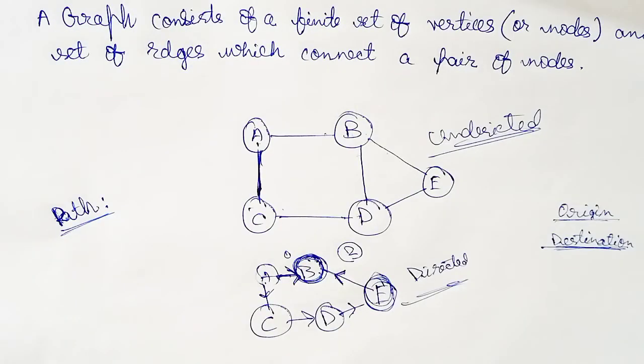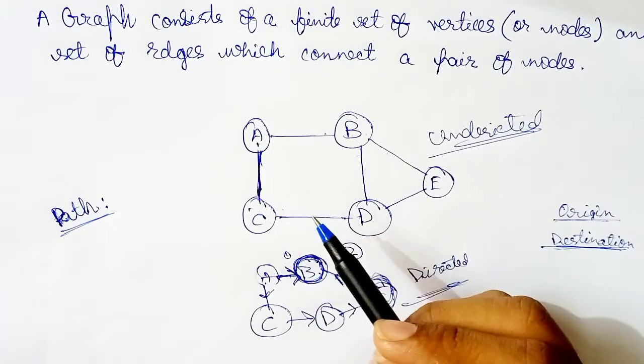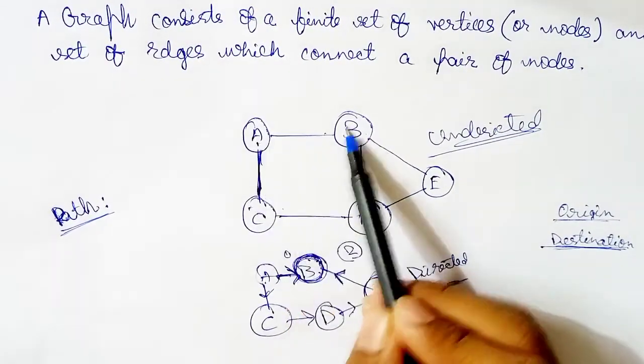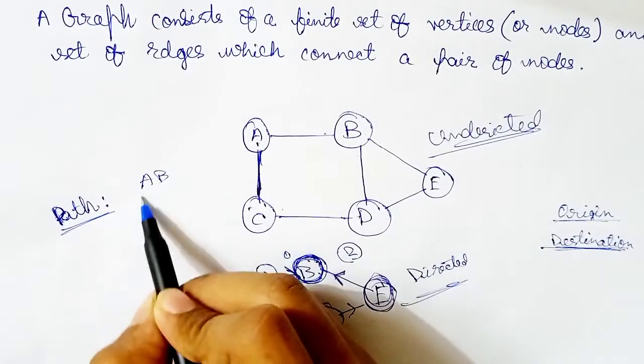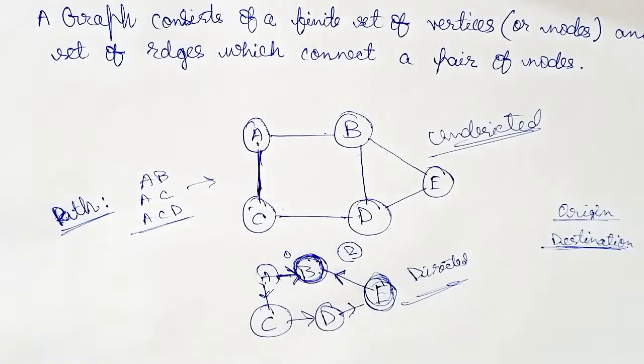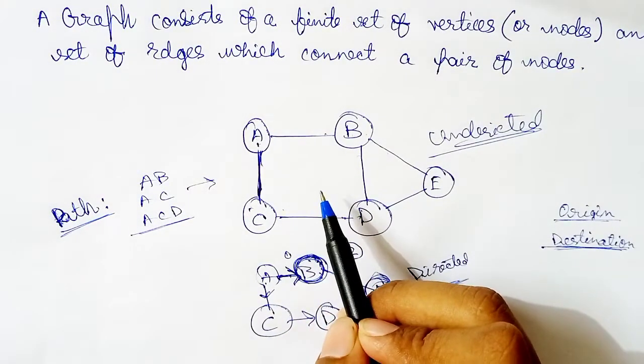Next we will talk about path. So what is a path? A path is a sequence of alternate nodes and edges that starts at a node and ends at another node. So let's see what the path will be here. Examples of paths here would be ACD, AC, AB, AB, AC, ACD. All these will be examples of paths in this undirected graph.